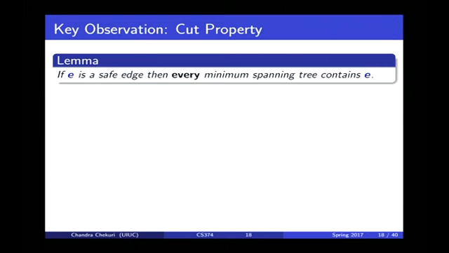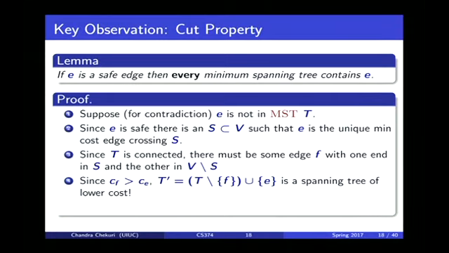Okay. So, suppose for contradiction, E is not in some minimum spanning tree T of the graph, right? So what does it mean that E is safe? E is safe means that there is some cut for which E is the smallest weight edge crossing that cut, right? Since T is connected, there must be some edge F with one endpoint in S and the other endpoint in V minus S, right? T also has to cross that cut, because T is connecting everybody. If I have S and V minus S, there must be some edge of T crossing that cut, right?